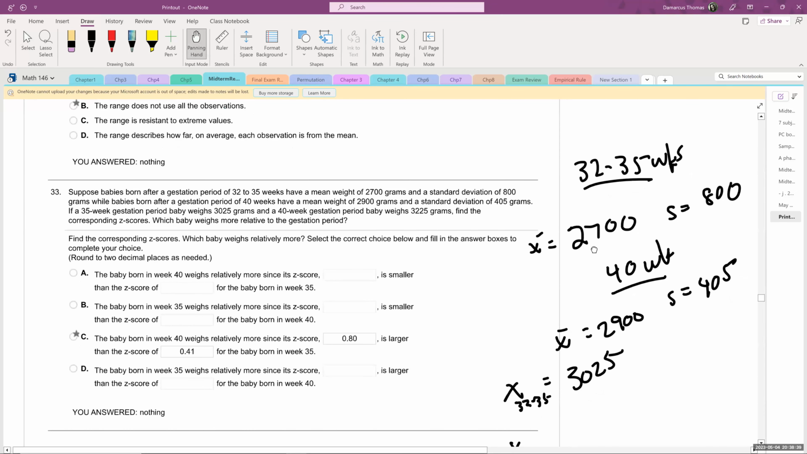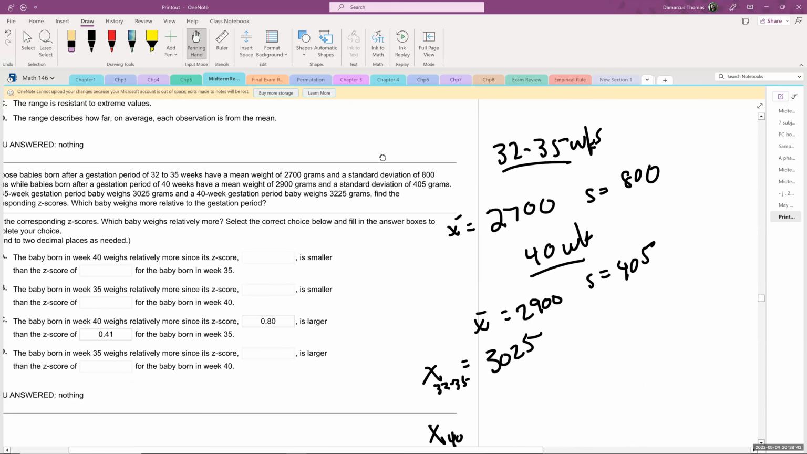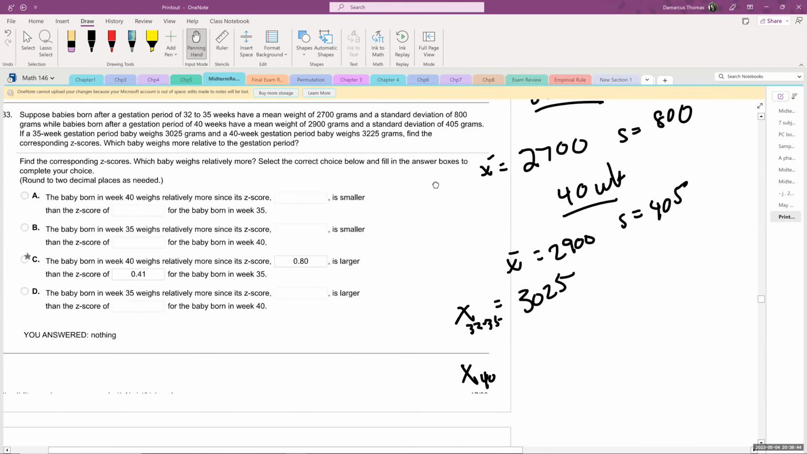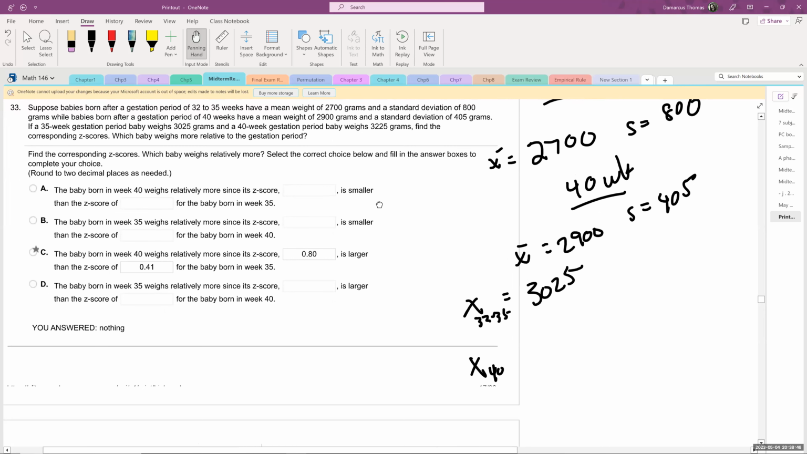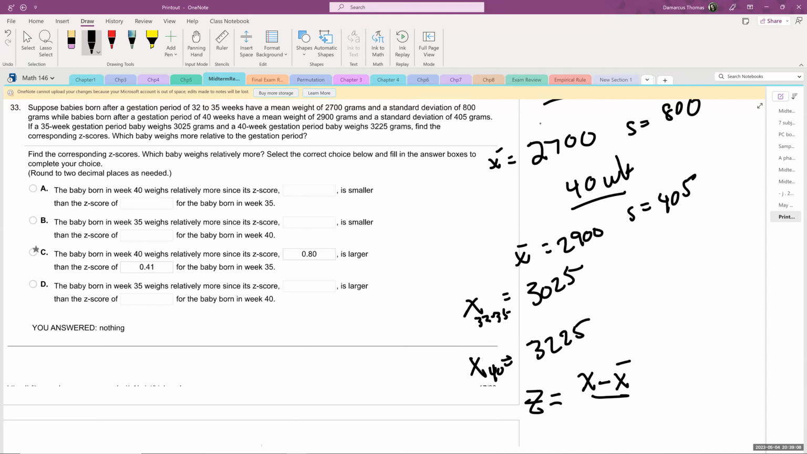Here's my panning tool. I like the panning tool. Now I can just grab the paper and get it right where I want it. All right, let's get back. The X value for the 40-week is 3225. And so what they want us to do is to calculate the z-score. And the formula for the z-score is X minus X bar divided by S. We have to compute this value for each of our X's.